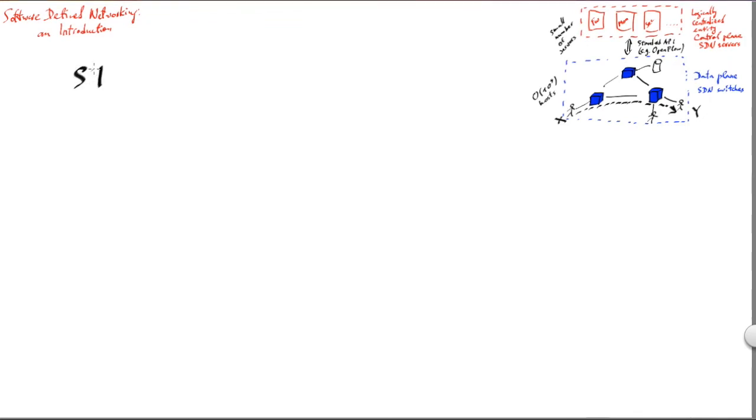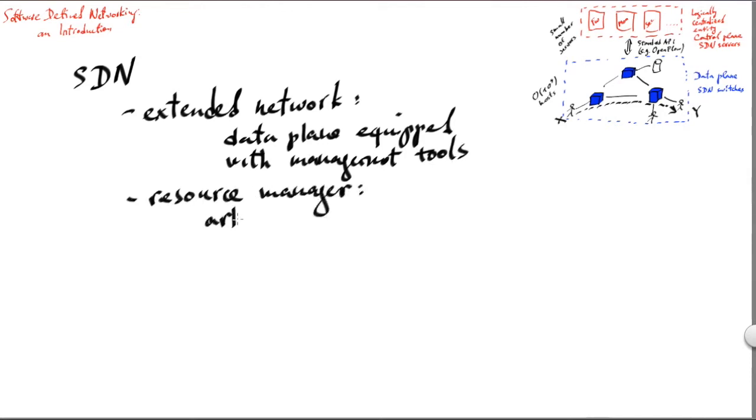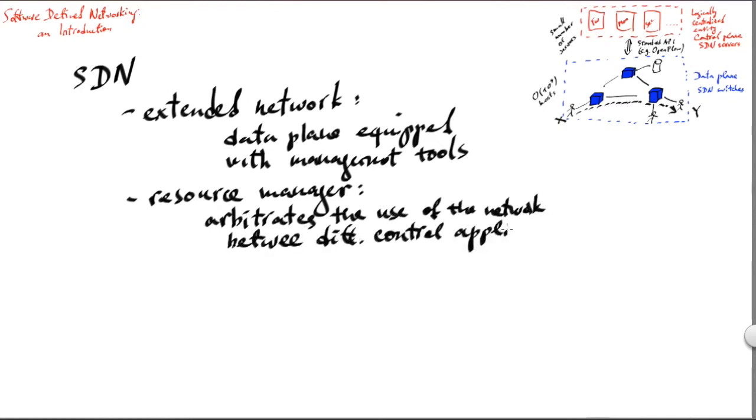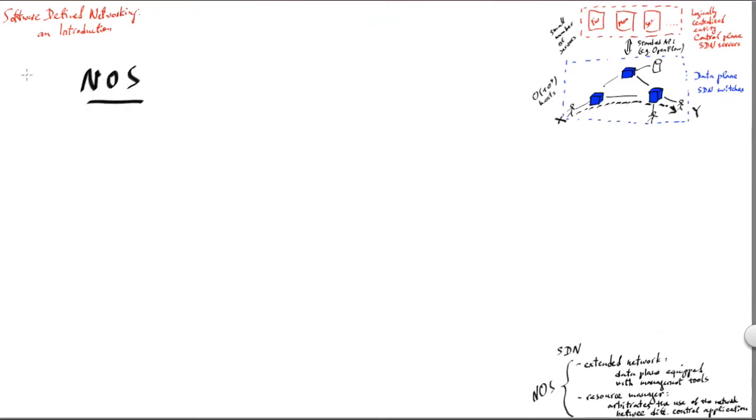So therefore, an SDN system can be seen as an extended network, which is a data plane equipped with management tools, which are presumably easy to use. It's also a resource manager that arbitrates the use of the network between different control applications, such as routing, load balancing, monitoring, etc. So in a sense, this looks like an operating system, but a network operating system which deals with data communication. So as a network operating system, it deals with abstractions and resources.